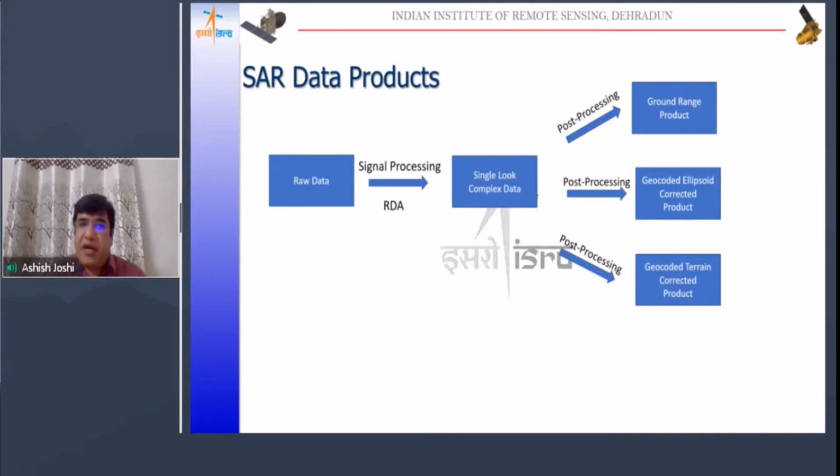In the last webinar, we have seen the signal processing aspect in which we converted the raw data to the single look complex data. In today's webinar, we will see how to generate the ground range product, geocoded ellipsoid corrected product, and geocoded terrain corrected product.